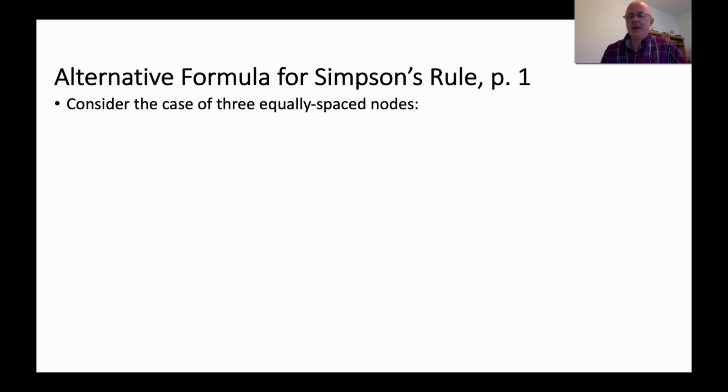Consider the case of three equally spaced nodes. So we're focusing on one of the subintervals here. We've got an x0, x1, and x2 initially. We're just focused on one subinterval. Take x0 to be A, x2 to be B, not necessarily the original B. Talking about a smaller subinterval.